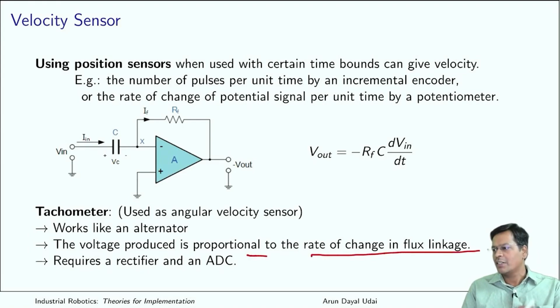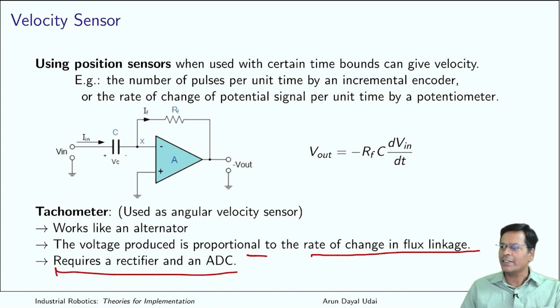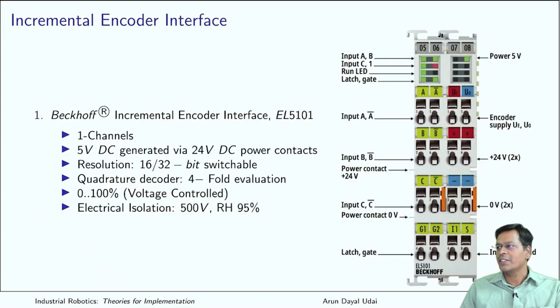So that is the reason the rate of change of flux linkage is again proportional to the shaft speed. Okay, so this needs a rectifier and an analog to digital converter, called an ADC, over here. These are very good smart methods to do it. Yes, there are dedicated encoder interfaces also. You need not count, let this device do it for you. This is the way industry works.